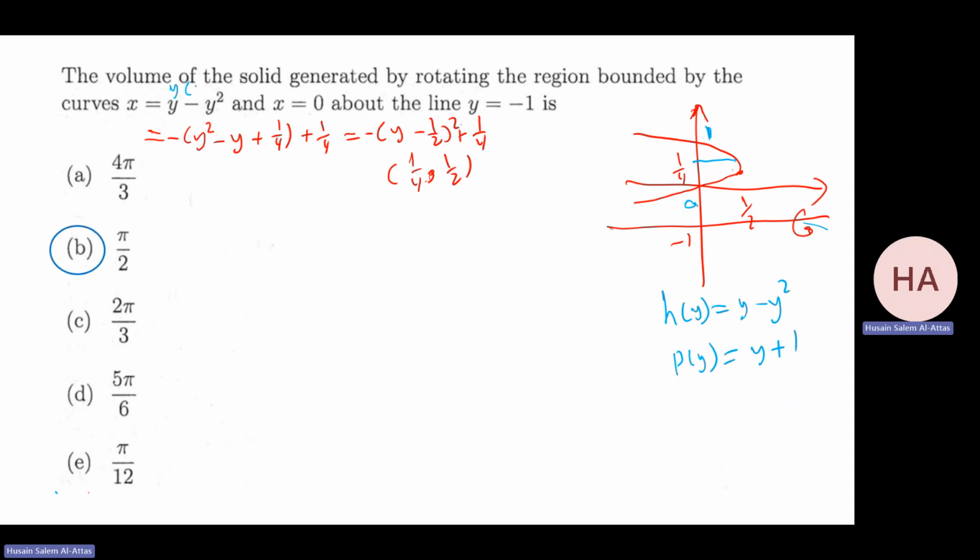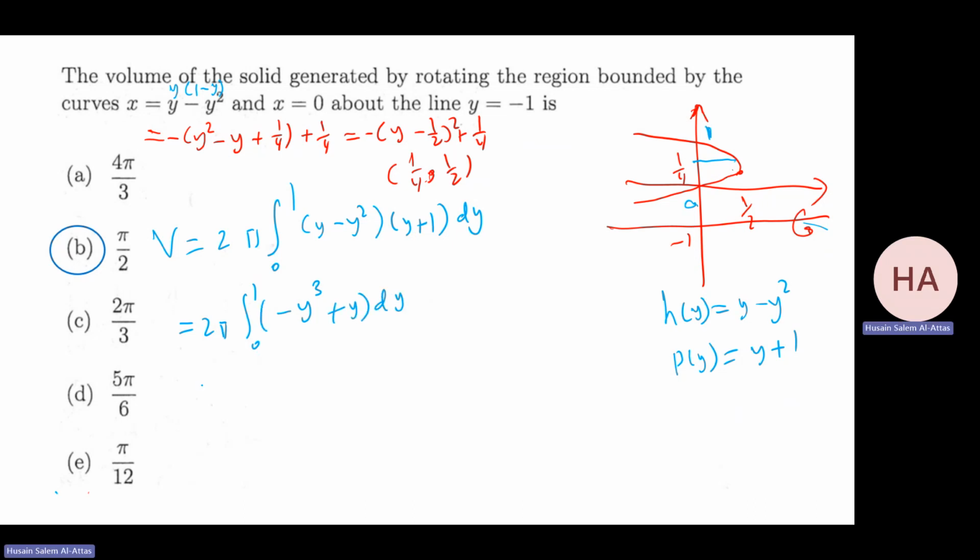This is y times 1 minus y, which is 0 at 0 and 1. y equals 0, y equals 1 will intersect the y-axis. Okay, so the volume will be 2 pi integral from 0 to 1 of (y minus y squared) times (y plus 1) dy. That gives me 2y from 0 to 1. Let me do this. Minus y cubed. y squared minus y squared gone. Plus y.